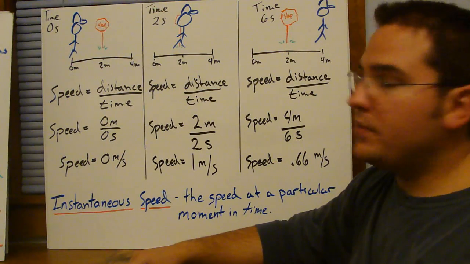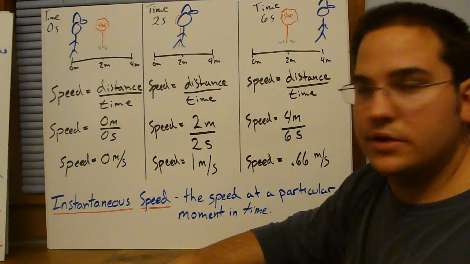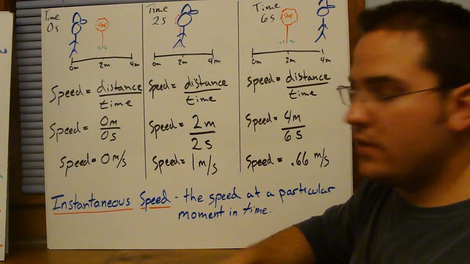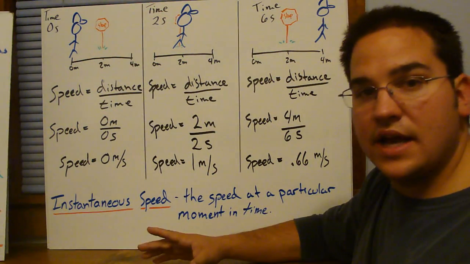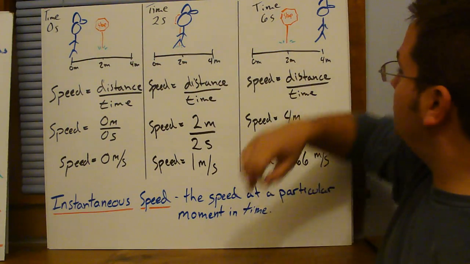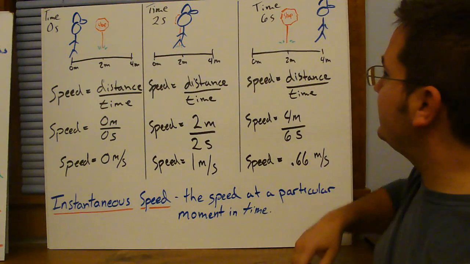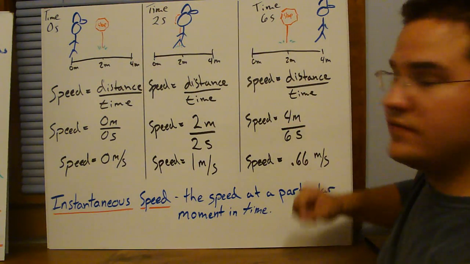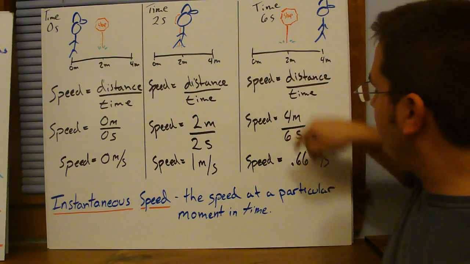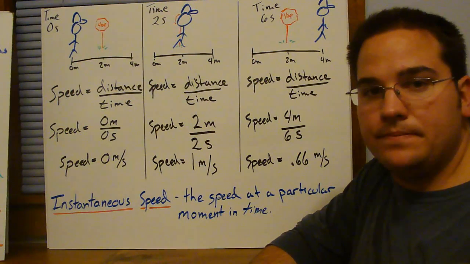Looking at the second picture, our time is now 2 seconds, our distance is 2 meters. Put that into our formula. 2 meters divided by 2 seconds, our speed equals 1 meter per second. Looking at our third picture, our distance is 4 meters, our time is 6 seconds. Speed equals distance divided by time. Speed equals 4 meters divided by 6 seconds. Our speed in the third picture is 0.66 meters per second.